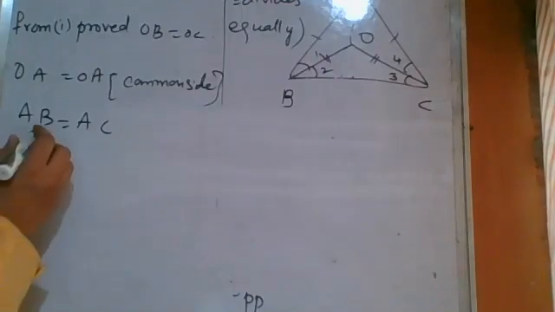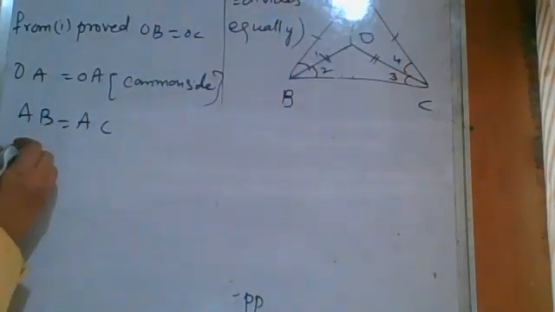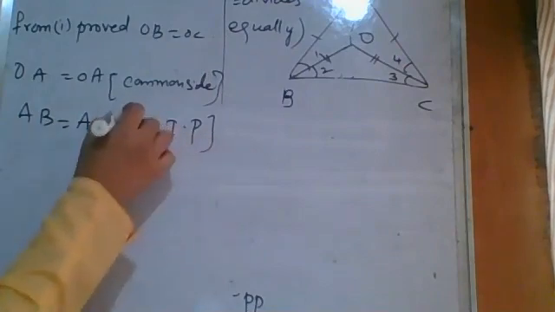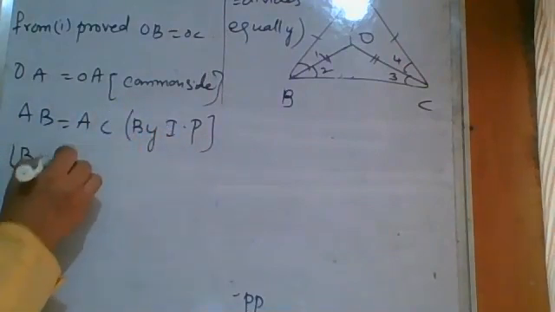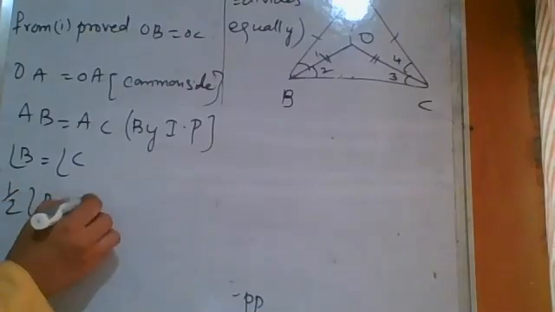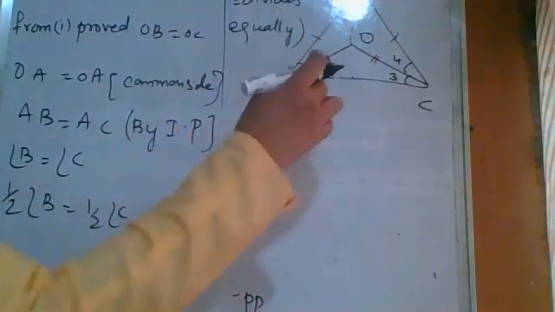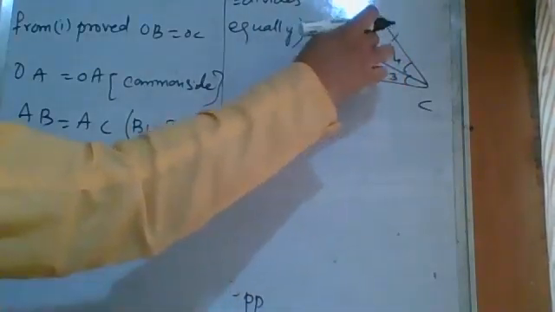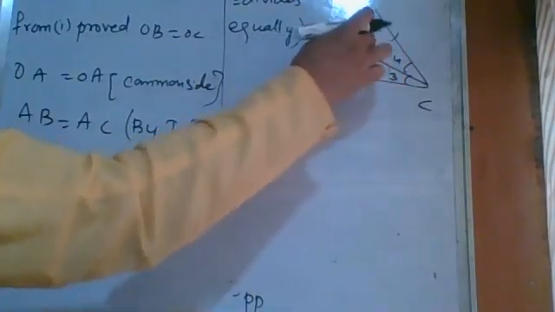Now, AB is equal to AC, then what can we say by isosceles property? By isosceles property, angle B is equal to angle C. Now, again, same step. Half of angle B is equal to half of angle C. In the previous proof, we have taken these two. Now we are going to take these two. Let me check how they are.